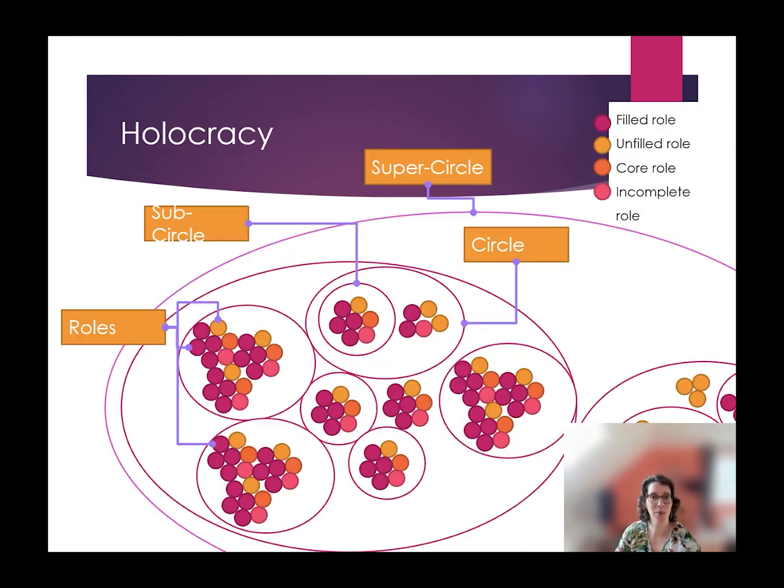Now let's go forward to holacracy, and this is, I feel, also a super interesting concept, because you don't have any classical hierarchies at all. And I was shortly thinking if I should say no hierarchies at all, but that's also not really true. Because you see here that in all the different circles, so you have subcircles, circles, and supercircles, you have different roles that could be filled or unfilled. This could be core roles or also incomplete roles. And in this principle, one person can actually take multiple roles to fill in. So you can leverage more the strengths of different people.